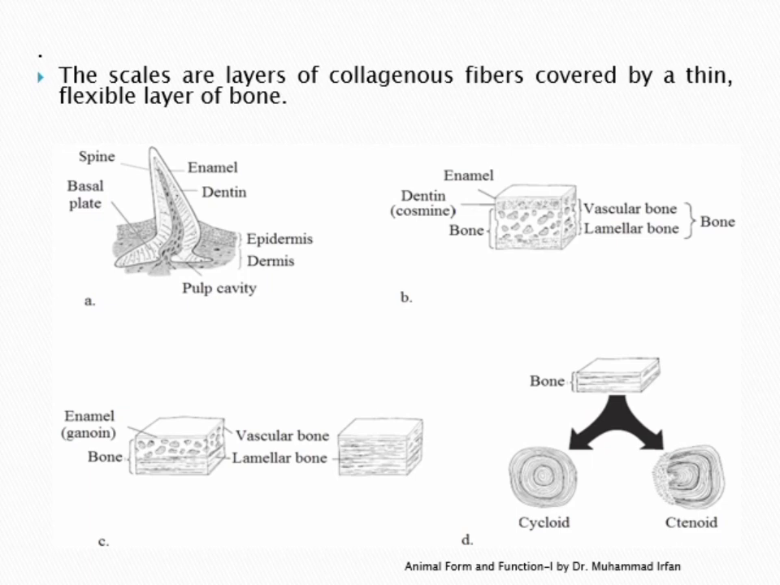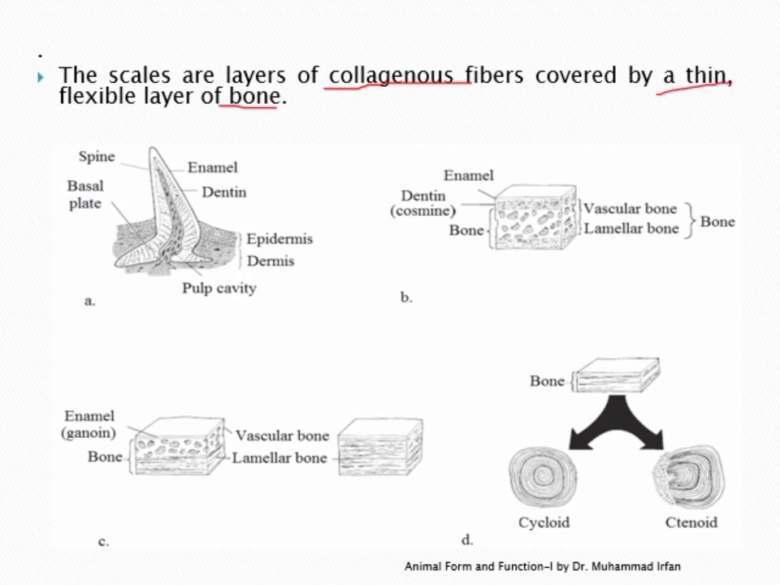The scales of the fishes have a structure similar to that of the hair in mammals. Both these structures have similar genes that are responsible for the formation of scales and hairs. Because both these structures are dermal in nature, they originate from the connective tissue that is present beneath the epithelial tissue. So these scales are generally made up of collagenous protein fibers that are covered by a thin flexible layer of bone.